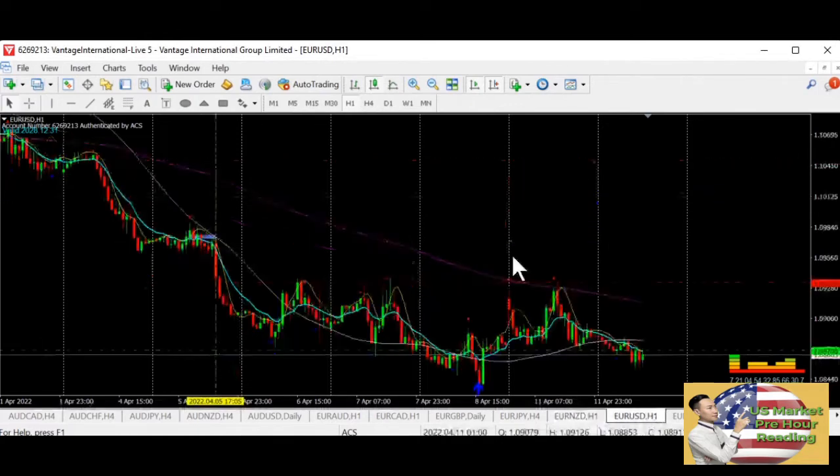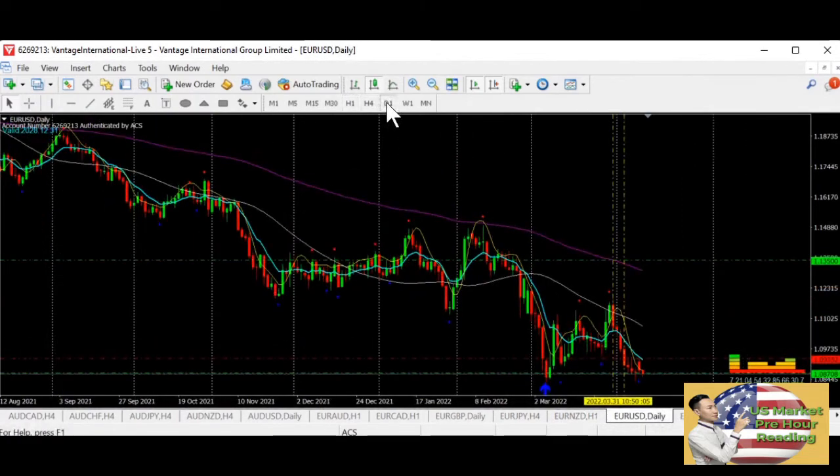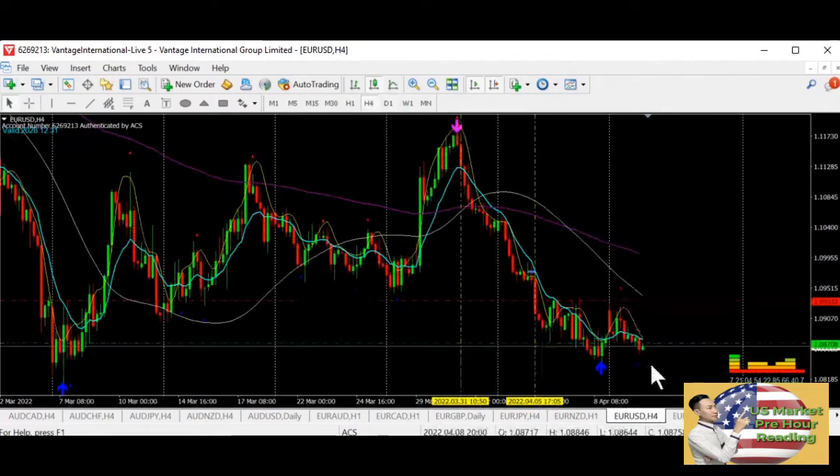Let me drop it down. Okay, so now Euro Dollar. What about Euro Dollar? Euro Dollar over here. Looking at Euro Dollar, we are now coming into the bear again to retest the support level. So retesting the support level exactly where we were actually now.